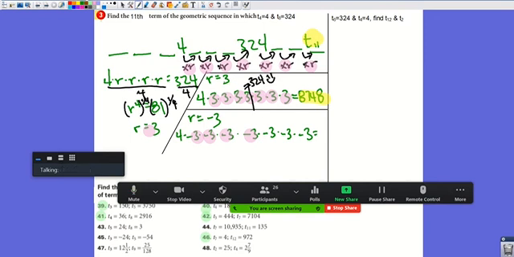Let's do the same thing over here. Because you multiply by r 4 times to get to 324, let's do a check. Does 4 times -3, -3, -3, -3 equal 324? Yes. So you're good. r equals -3 also works.